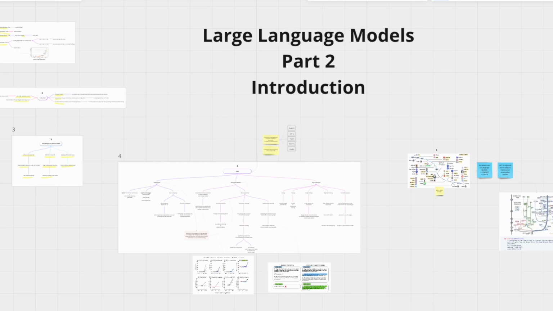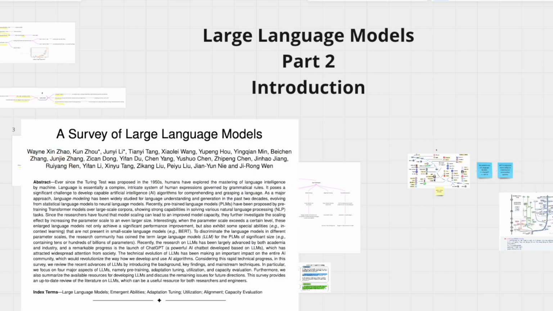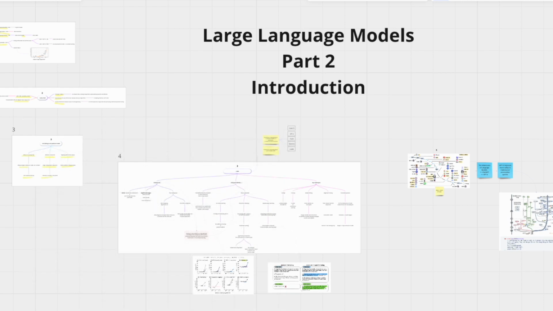Now I will explain the three important aspects of LLM, large language models, by using this mind map. Mind maps are always helpful for me, especially to understand the big picture of the topic. I hope it will be helpful for you too. And the main source of this video is the latest comprehensive survey paper about large language models: A Survey of Large Language Models. Let's start.